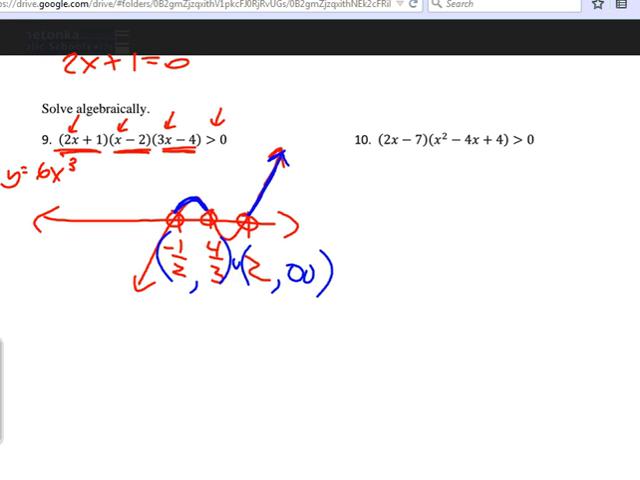All right, see the power of having a sketch? If you got nothing else out of today, I hope you get that out of today.